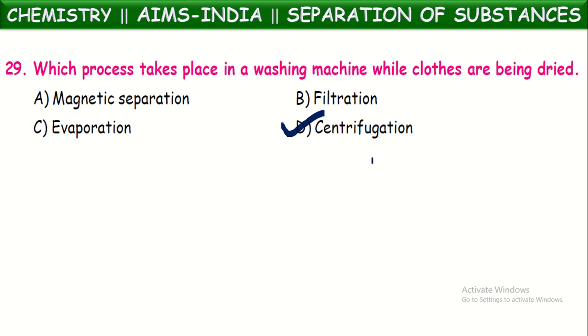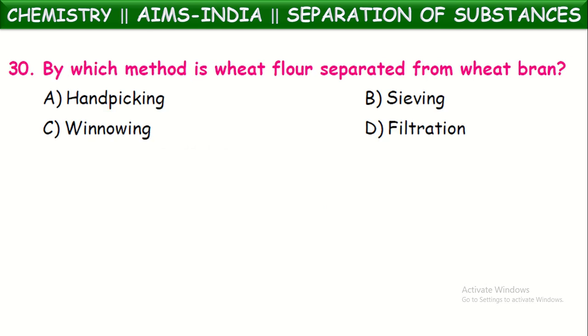Okay, centrifugation. Next one. By which method is wheat flour separated from wheat bran? Wheat flour is separated from wheat bran by the process called winnowing. The wheat flour along with the wheat bran is blown from a certain height. There, the lightweight wheat bran particles move away along with the wind, so the wheat forms a separate heap. In this way, it is separated using the winnowing process.